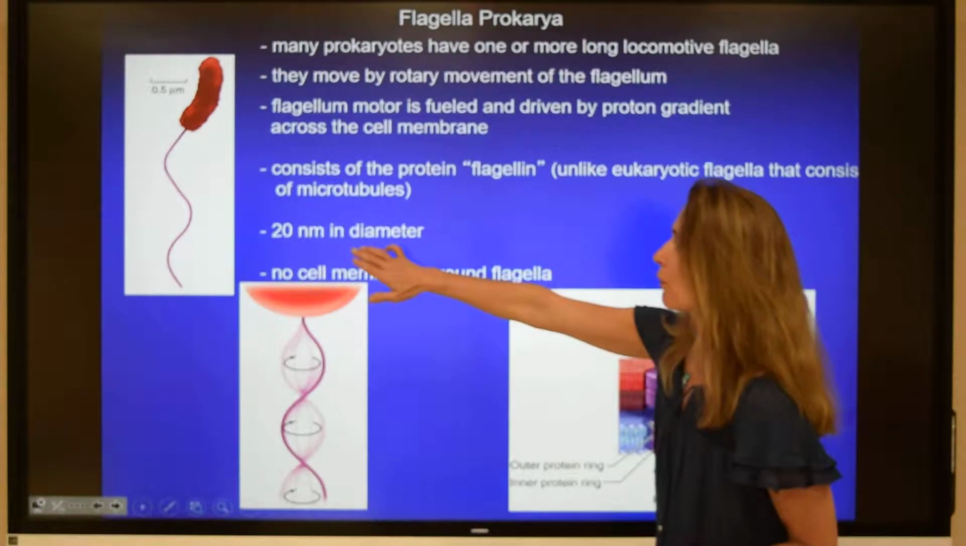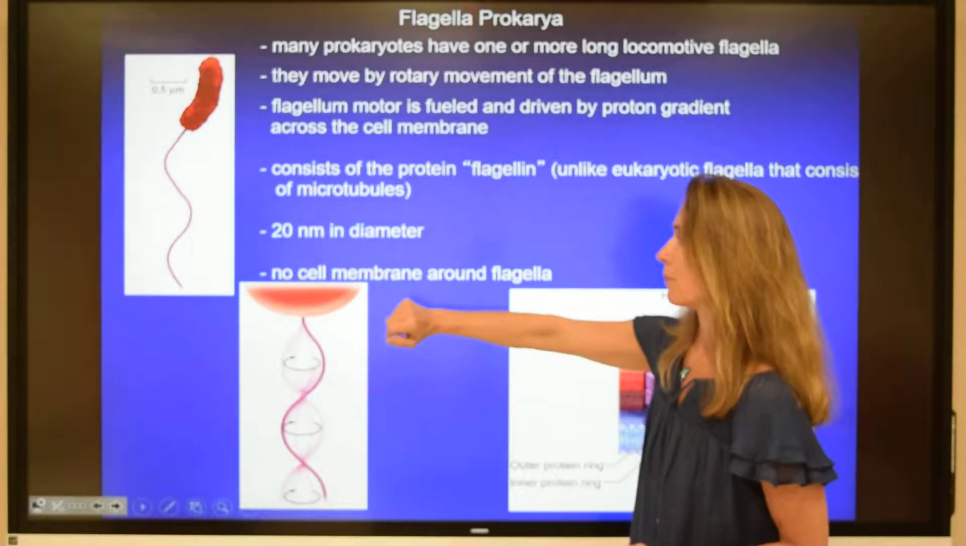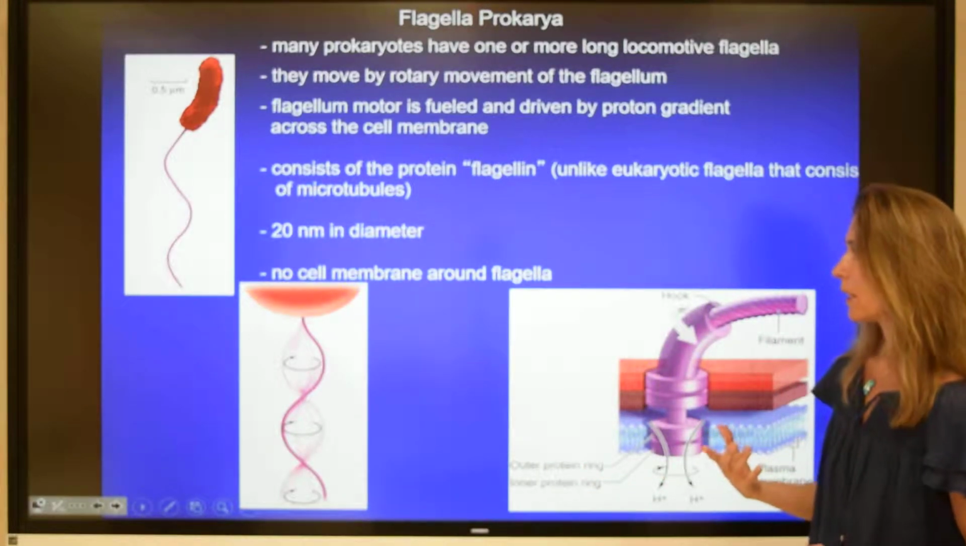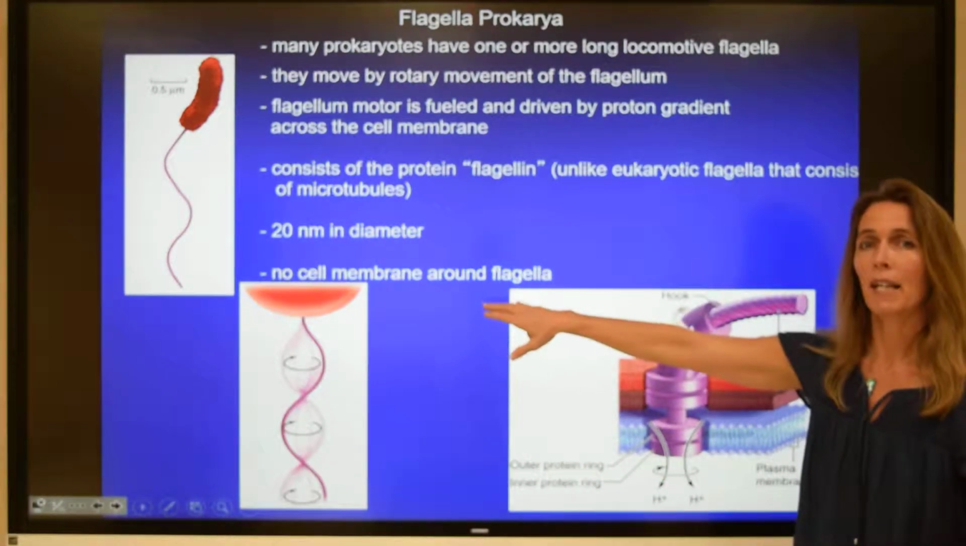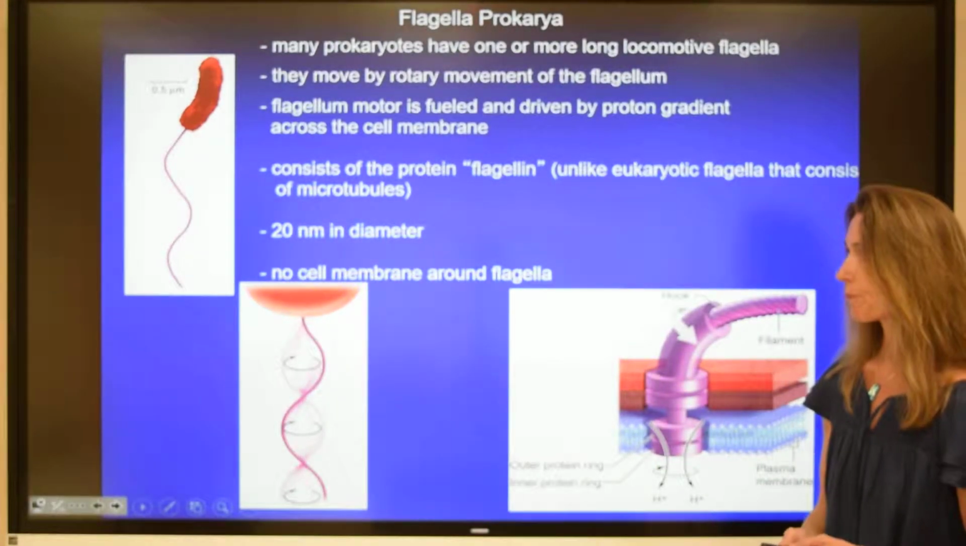The diameter of those flagella is only about 20 nanometers. The flagella in eukaryotic organisms are much bigger, and unlike in eukaryotic organisms, prokaryotic flagella have no cell membrane that surrounds them.